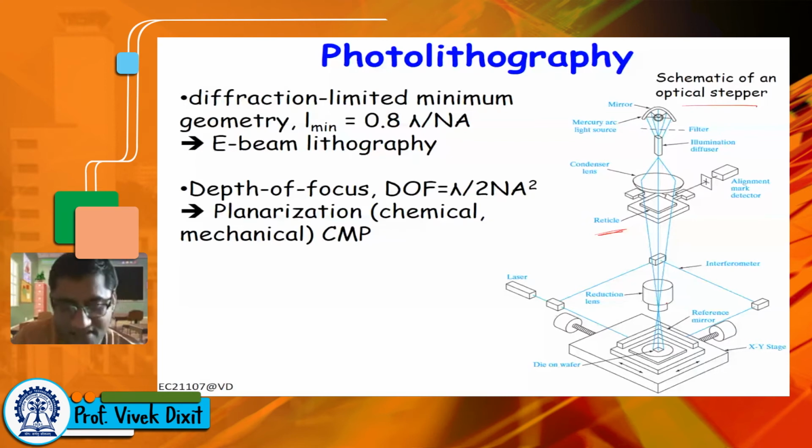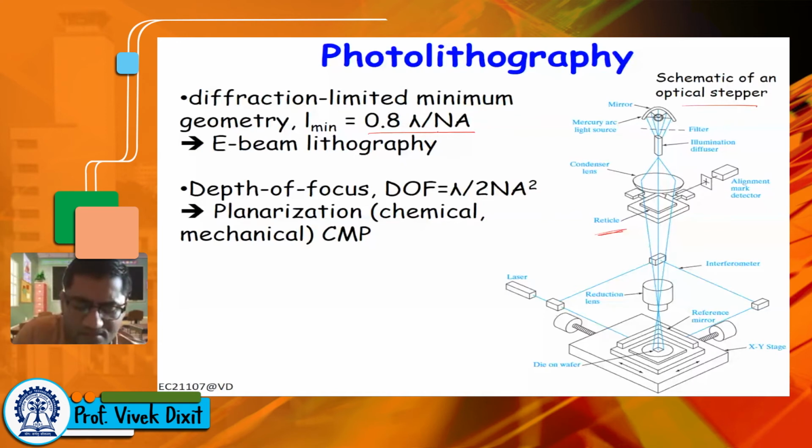there are two considerations here, right? One is because this is very narrow, right? So there will be a limit of diffraction, right? So the diffraction limited minimum geometry is given by 0.8 lambda by numerical aperture. Now numerical aperture is basically a number, right? Which tells us the ability of a lens to resolve, or basically it's n sine theta, right? The angular aperture of the lens. So it is related to the index of refraction of the medium between the lens and the wafer.